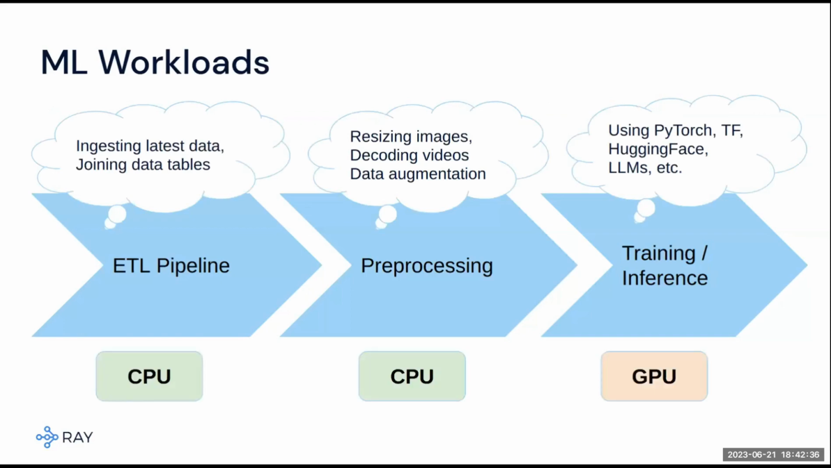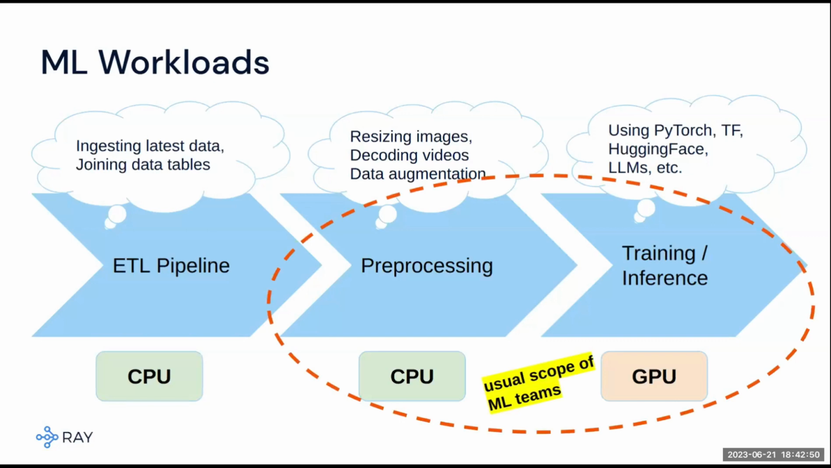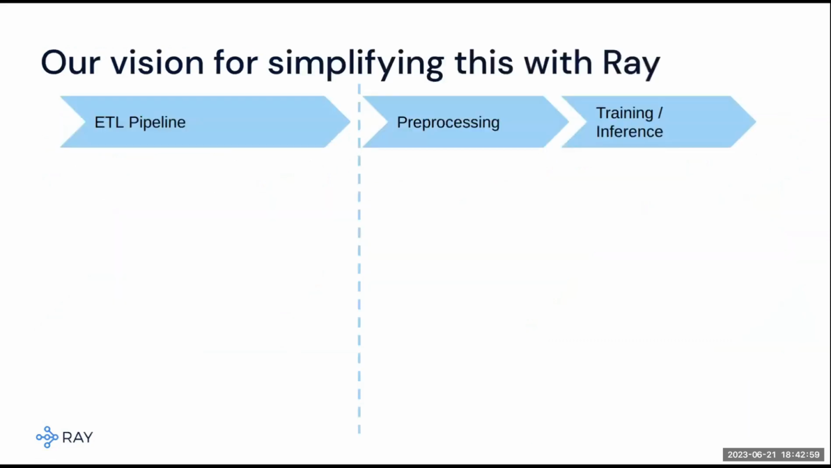To generalize here, typically you see ETL and pre-processing take place on CPU, running on CPU nodes or maybe a CPU-heavy cluster. And then for training and inference, you really see people leverage GPUs very often for model training. We're going to focus really on the last two steps here. This is the usual scope of an ML team, and also where Ray Data is intended to shine. So our vision for how Ray fits into the ecosystem is segmenting this into ETL and this last mile of pre-processing and training or inference.